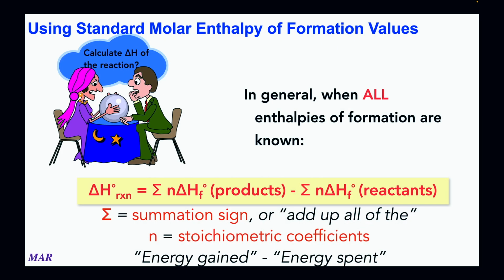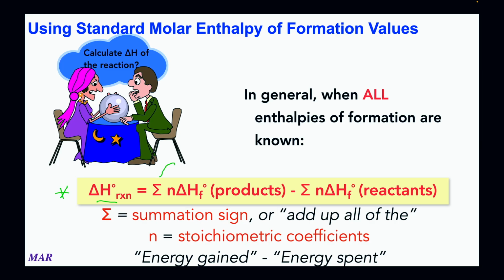Hess's law is great, but there's an even better way to figure out the delta H of a reaction if you know all the standard molar enthalpy of formation values. If you have any given reaction and you want to find its delta H of reaction, you can use this equation right here. It looks a little weird at first, so bear with me.